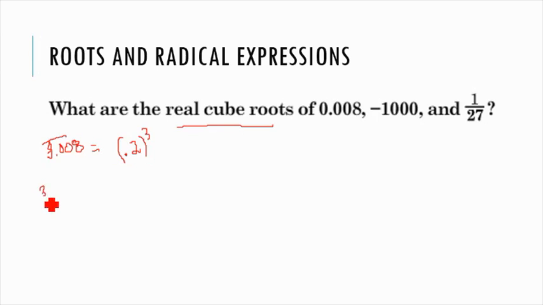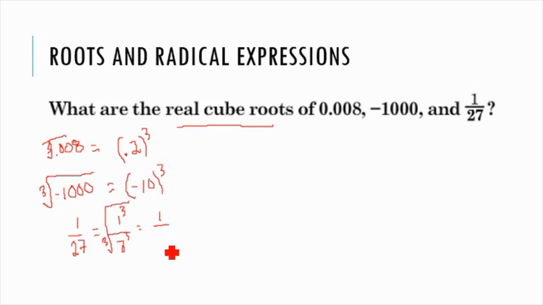What multiplied by itself 3 times is going to give us negative 1000, and that would be negative 10. And what multiplied by itself 3 times is going to give us 1 over 27? Well, that would be 1 to the third over 3 to the third, which equals, if I take the cube root of all that, 1/3. So my answer, 0.2, negative 10, and 1/3.